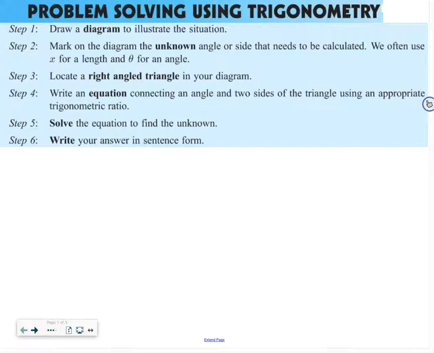Step 3 is locate and find where your right angle triangle is going to be. Step 4, write an equation, deciding on how you're going to connect between the angle and the two sides for the trig ratio. Step 5 is solve. Step 6, write your answer in sentence form.